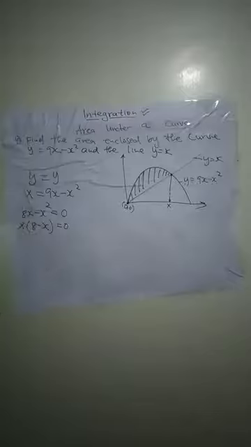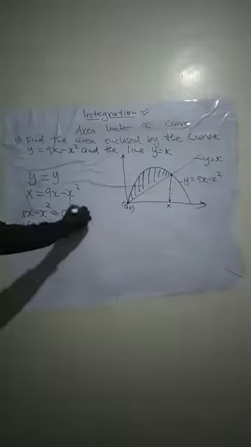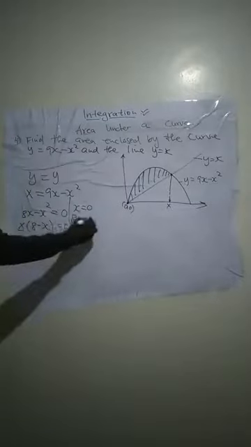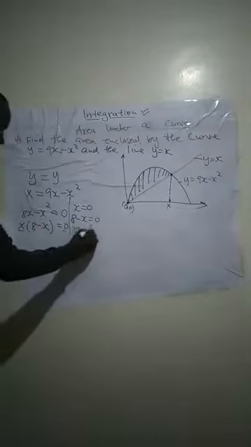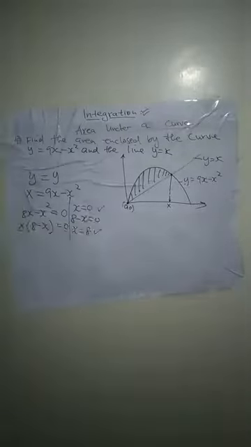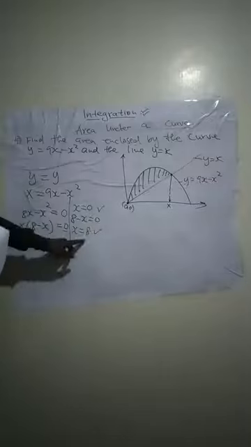So we can factor out x into 8 minus x equals 0. So we can get two values of x, that is x equals 0 and 8. So we have x equals 0, then pick the second part, 8 minus x equals 0. Then take x to the other side, so we're left with x equals 8. We have two values of x. The first one is 0, the other one is 8.